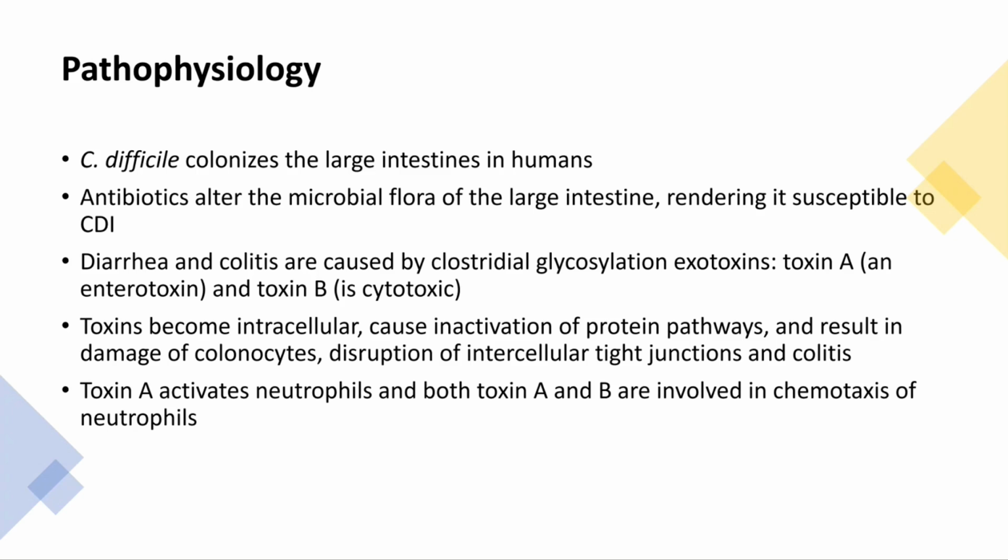It basically disrupts the whole mucosal lining of the intestine, and then people develop the common symptoms of abdominal pain and diarrhea. Toxin A also activates neutrophils, and toxins A and B also promote chemotaxis, so it brings more white cells to the area, so more inflammation.